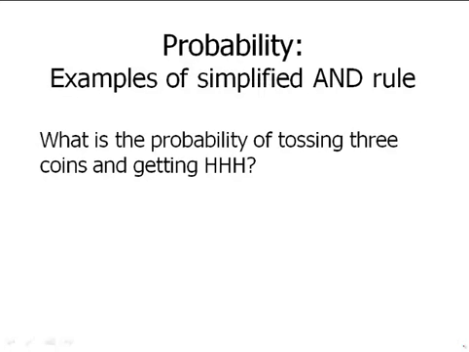So first of all, what is the probability of tossing 3 coins and getting heads, heads, heads? Well, first of all, notice that the 3 coins are independent. Whatever happens to one coin is going to have no influence on another coin. So we have 3 independent events. Probability is 1/2 for getting heads in one case, 1/2, 1/2. And so the 3 1/2s just get multiplied for a probability of 1/8. 1/8 is the probability of tossing 3 heads.